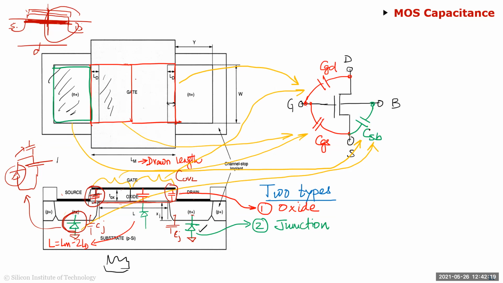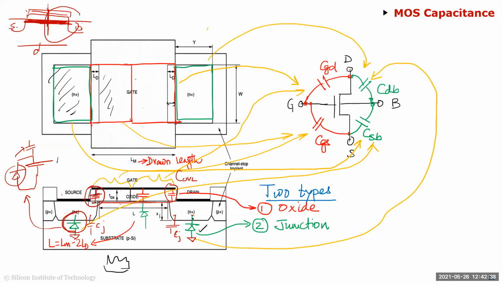So I've shown this green to just show you that that's the oxide cap. The red ones are the junction caps. The red ones are oxide capacitances. And similarly, you'll have drain to bulk, which is this diode here. And these are nonlinear capacitances, depending on the voltage from drain to source and source to drain, basically. Okay.